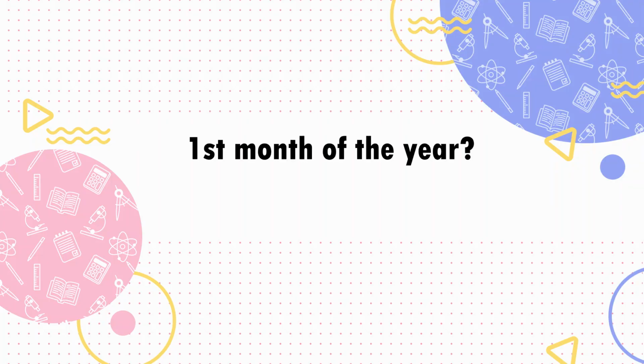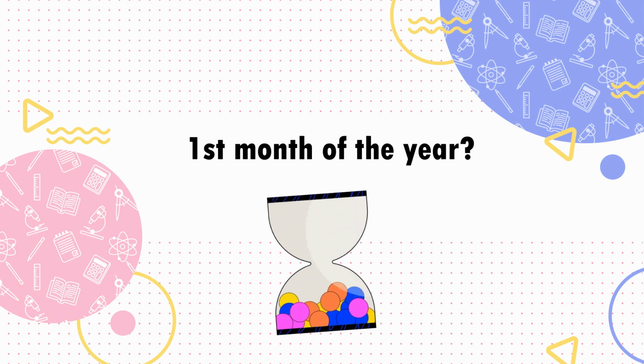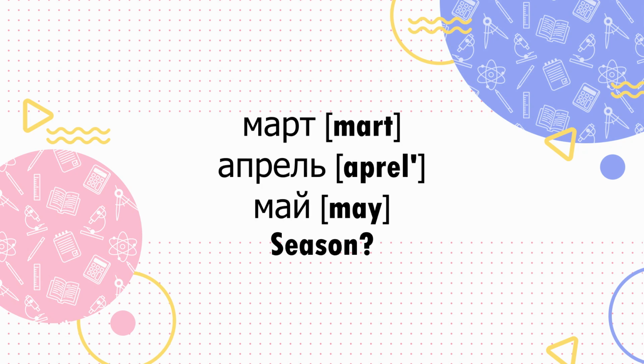Let's practice. Put a tick for any correct answer you've got and then write in the comments how many ticks you have. What's the name of the first month of the year? Январь. Март, апрель, май. What's the name of the season?